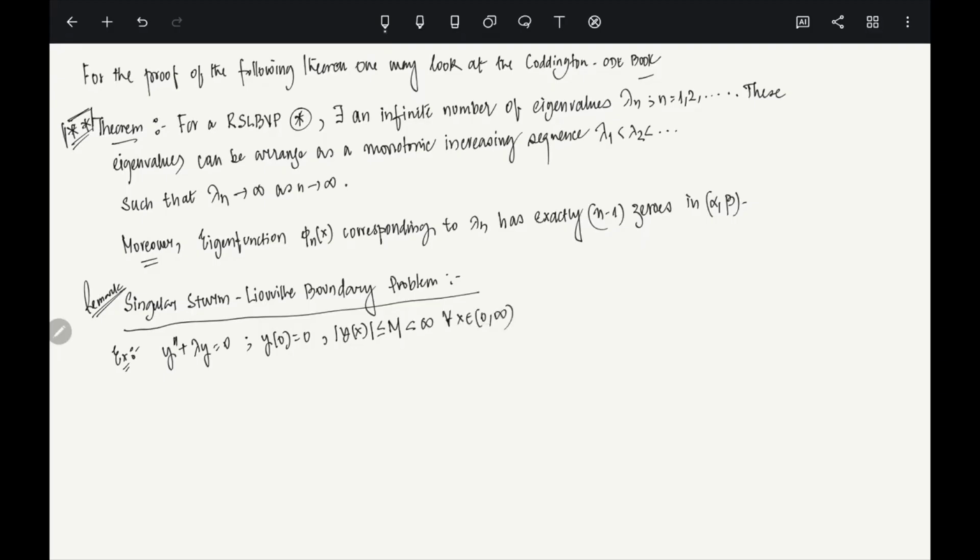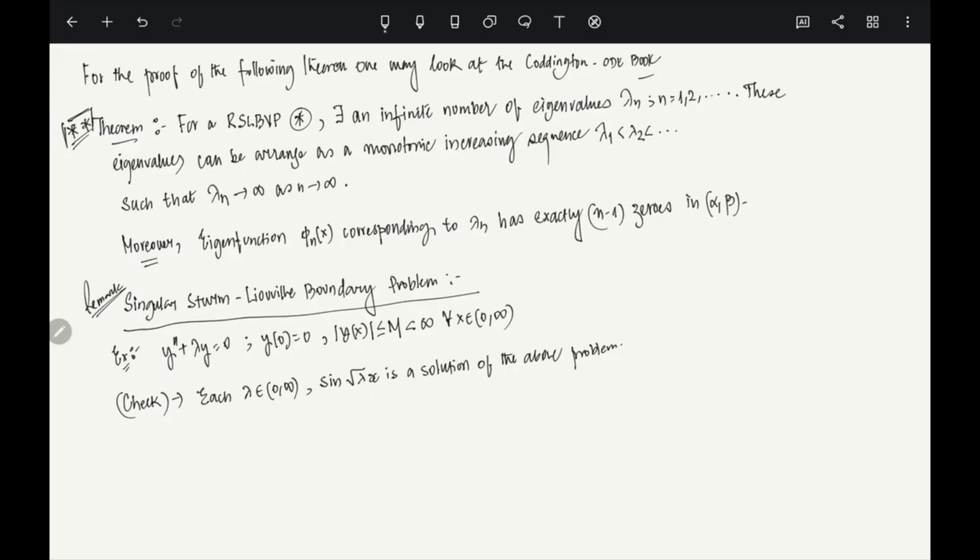So you have to do it yourself. Now you can check this part, very important: for each lambda between 0 and infinity, sine root lambda x is a solution of the above problem. Now what do you think that implies? What this is implying is that this problem is definitely not a regular Sturm-Liouville boundary value problem.